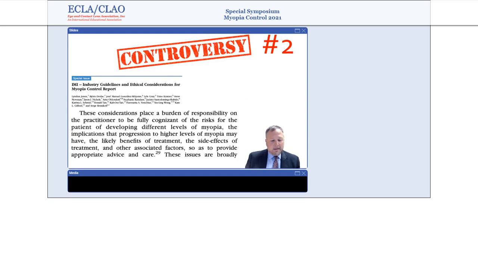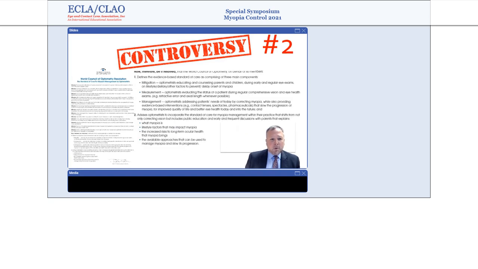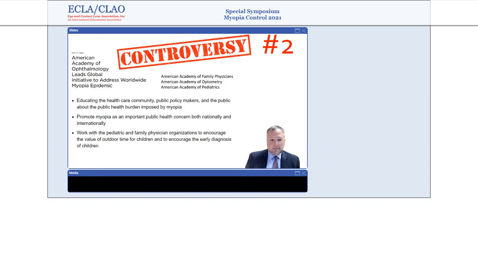So this was recognized in the IMI report. We're also seeing other organizations adopt such resolutions and standards of care. For example, the World Council of Optometry passed a resolution earlier in 2021 that speaks to the importance of there being 3 main components in myopia management: mitigation, measurement, and management. And it advises optometrists and eye care practitioners to incorporate the standard of care for myopia management in their practice.